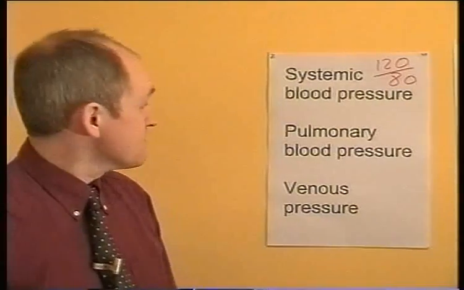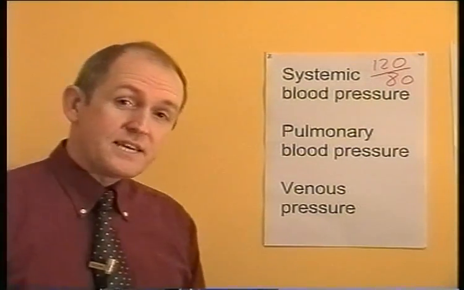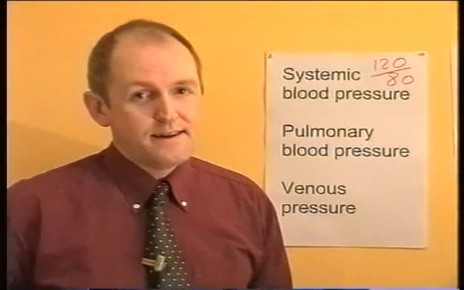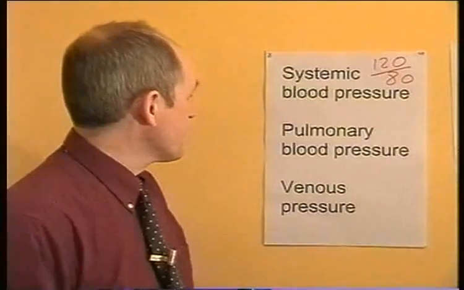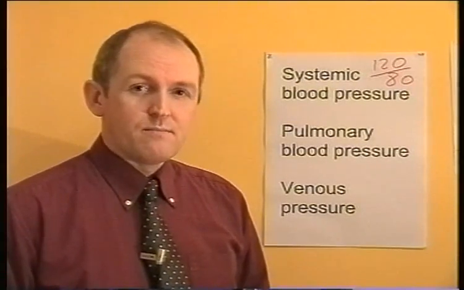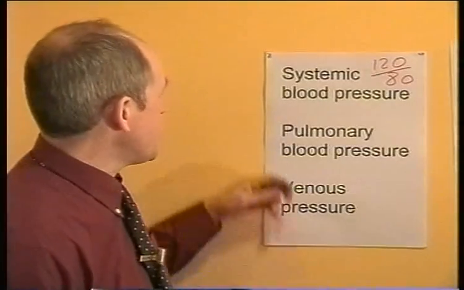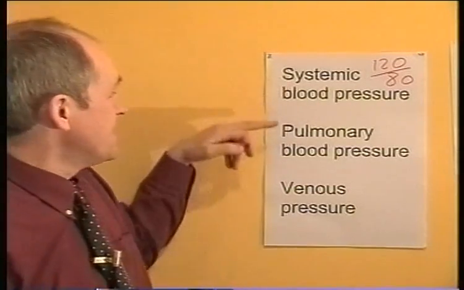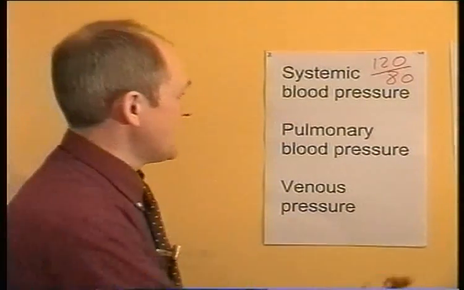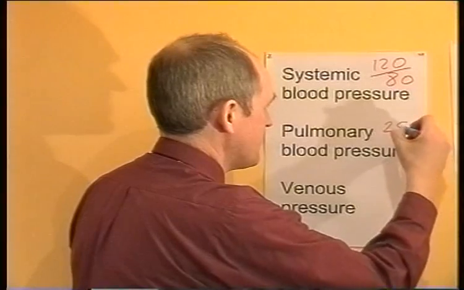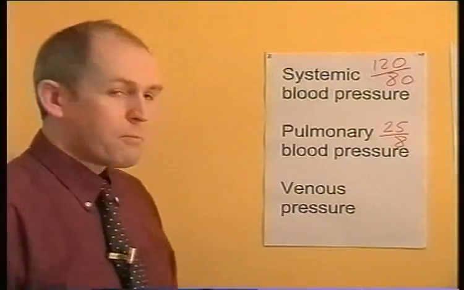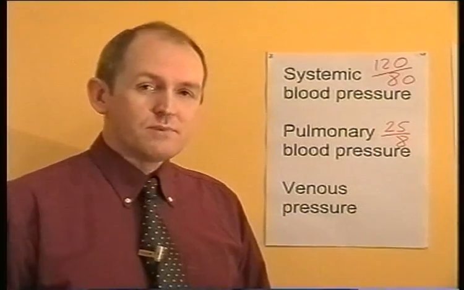Fairly short distance. So the pressure needed to perfuse the lungs is less than the pressure needed to perfuse my head and my feet all at the same time. So pulmonary blood pressure is going to be lower than systemic blood pressure. This is generated by the left side of the heart. This is generated by the right side of the heart. So something like 25 over 8 millimeters of mercury might be a normal pulmonary arterial blood pressure.